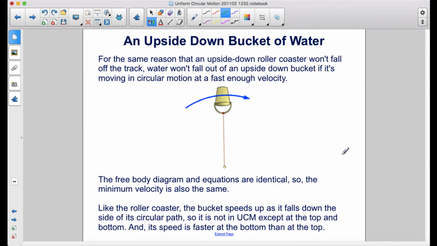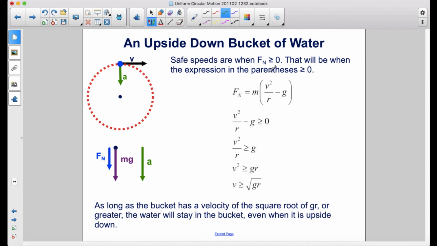For the same reason that an upside-down roller coaster won't fall off the track, water won't fall out of an upside-down bucket if it's moving in circular motion at a fast enough velocity. The free body diagram and equations are identical, so the minimum velocity is also the same. Like the roller coaster, the bucket speeds up as it falls down the side of its circular path, so it is not in uniform circular motion except at the top and bottom, and its speed is faster at the bottom than at the top. Safe speeds are when the normal force is greater than or equal to 0.